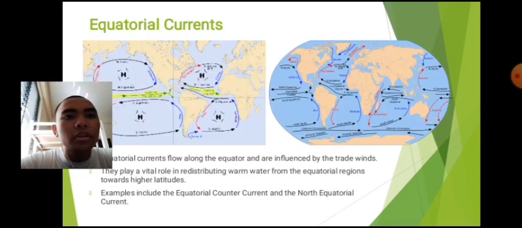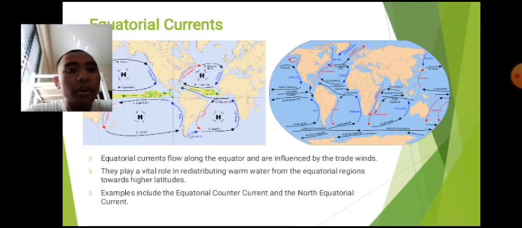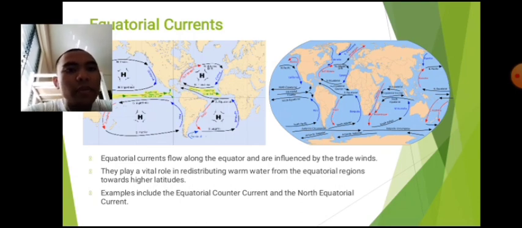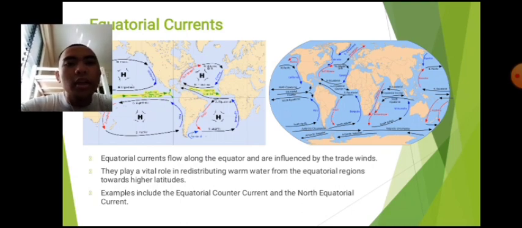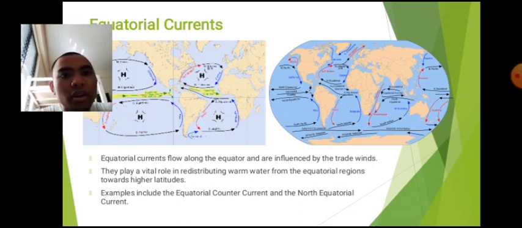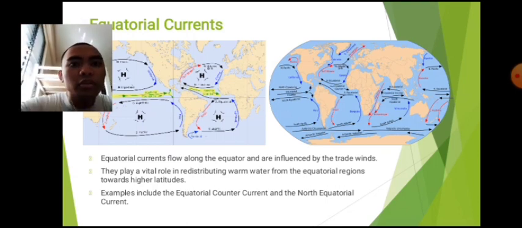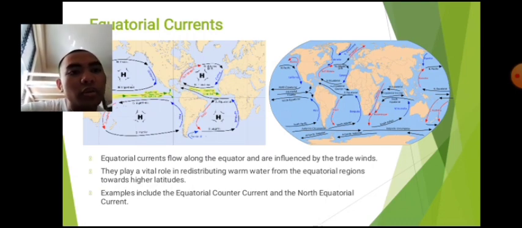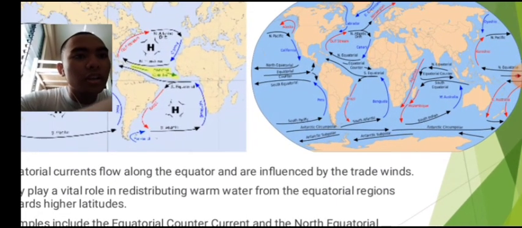Next is the equatorial currents. Equatorial currents flow along the equator and are influenced by the trade winds. They play a vital role in redistributing warm water from the equatorial regions towards higher latitudes. Examples include the Equatorial Counter Current and the North Equatorial Current, as you can see in the illustration.